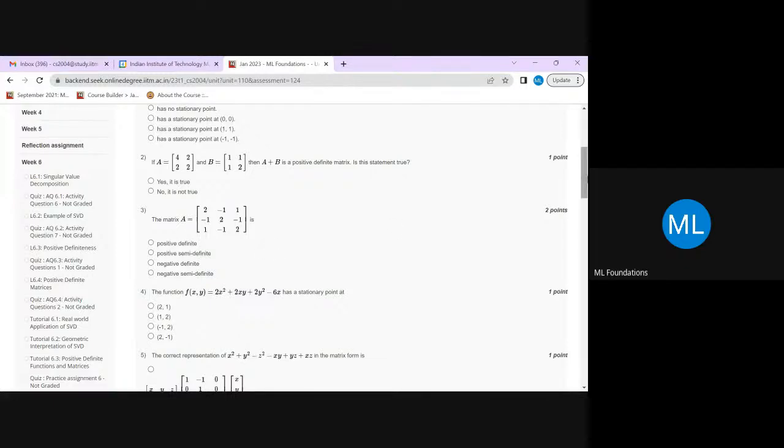If you are getting all 3 as positive, positive definite. If you are getting even 1 zero and the others positive, positive semi-definite. If you are getting all negative, negative semi-definite. And similarly for the negative definite also.